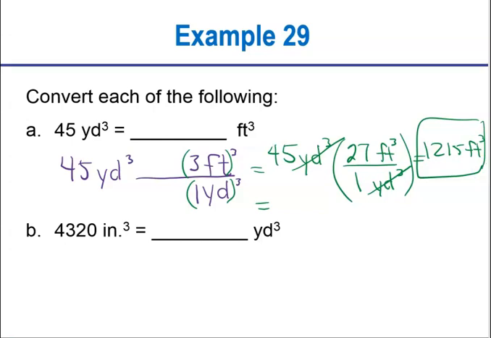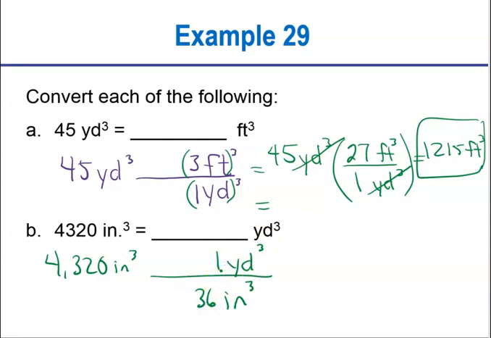How'd that next one go? Okay, so let's start with what we know. We know there's 4,320 inches cubed. We want to convert that to yards cubed. Now, I know I need to put inches cubed in the denominator. And is there a conversion between inches and yards? Yeah, there is, right? There's 36 inches in a yard. So we can jump straight there if you know that. So I can go to yards cubed. And remember, there are 36 inches in 1 yard. But don't forget, when you cube, you have to cube the whole thing.